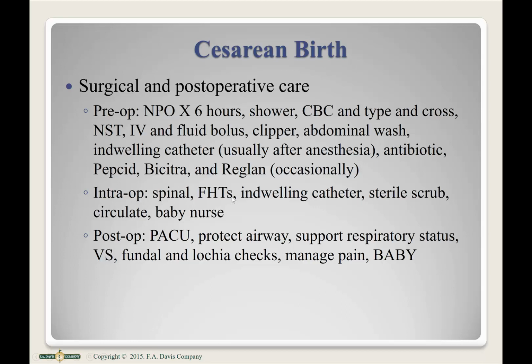We will check the fetal heart tones real quick after she's gotten her spinal, just to make sure baby's still doing well. Again, we'll put in that indwelling Foley catheter. We'll do a sterile surgical scrub on her belly, and then we lay her down, and she well, we laid her down already, and then she's ready to be draped and have surgery. And then so the labor nurse now becomes the circulating nurse, and then the OB, labor and delivery charge nurse, comes in and is the baby nurse and does all the baby cares.